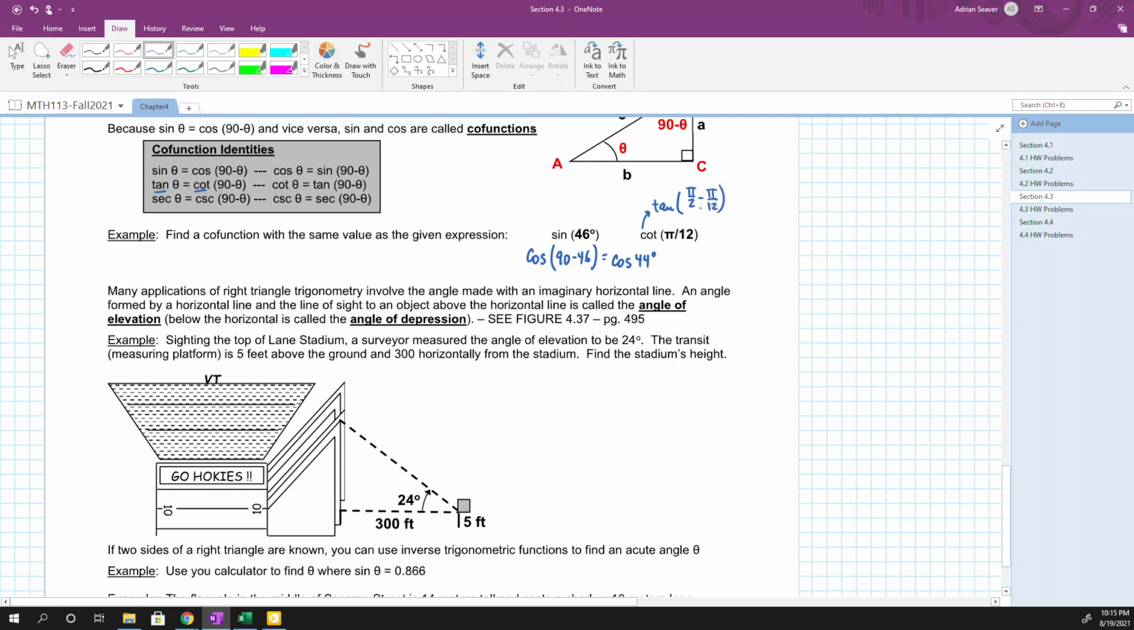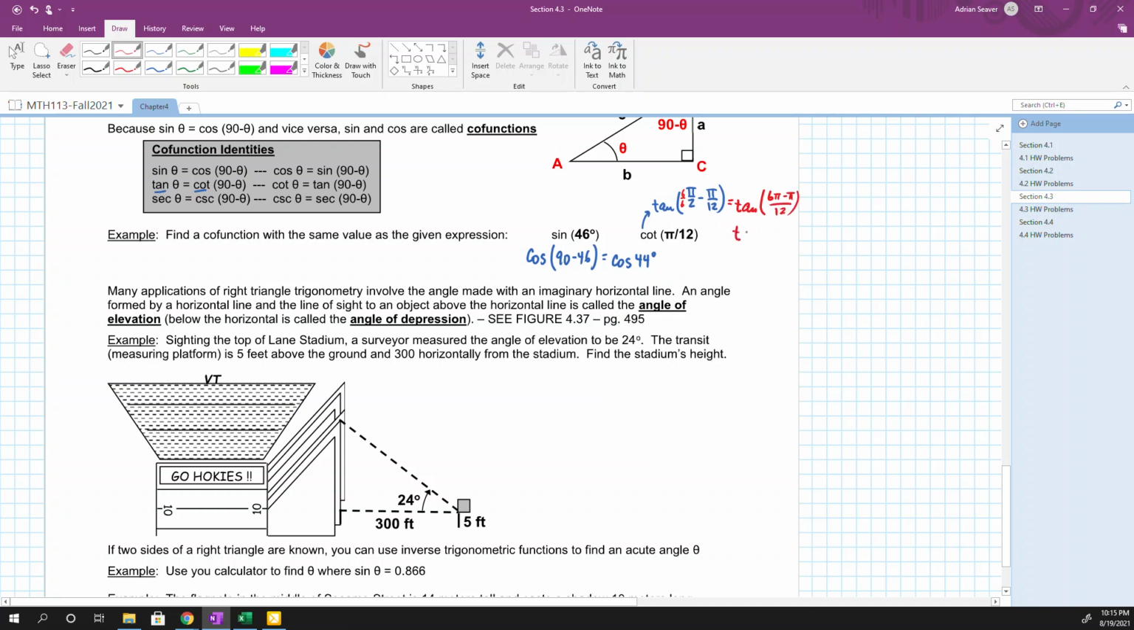Well, I need a common denominator. So for pi over 2, if I want a common denominator of 12, I need to multiply the top by 6 and the bottom by 6. All right? So multiplying by 1, not changing anything. So that's really the same as the tangent of 6 pi minus pi, all over your common denominator of 12.